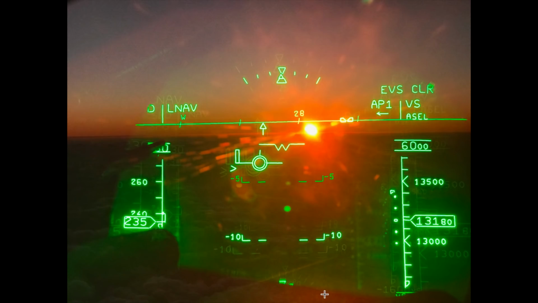So in this video we're going to look at another observation I made today through the head-up display while flying west as the sun was setting. And as you can see, the position of the sun is clearly below the horizon line.